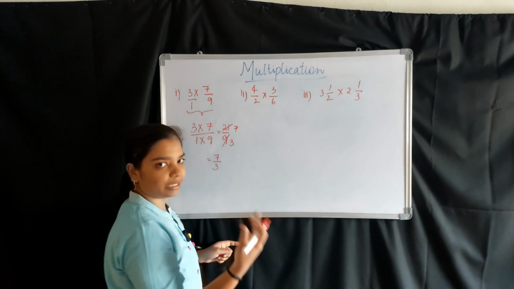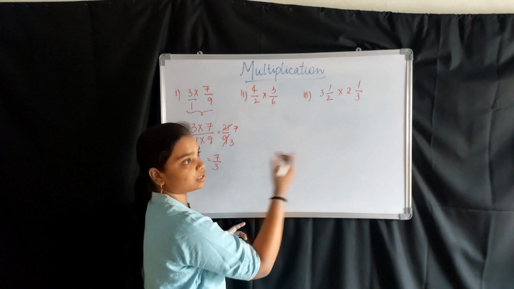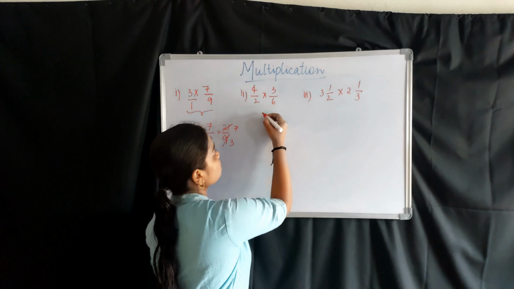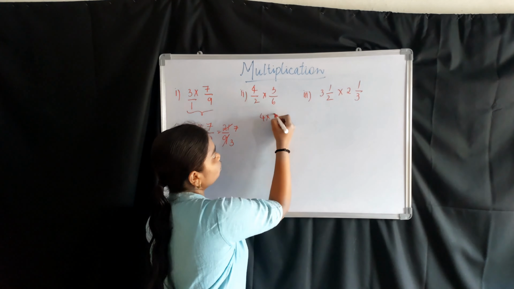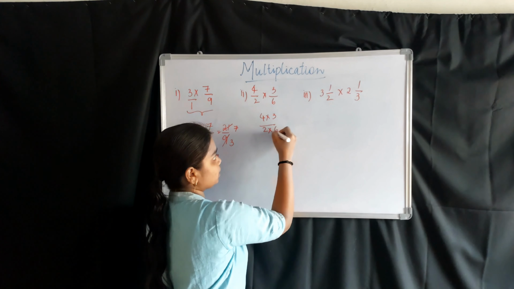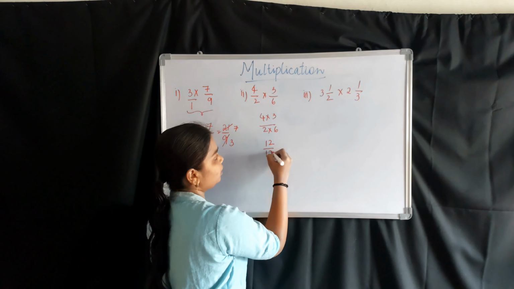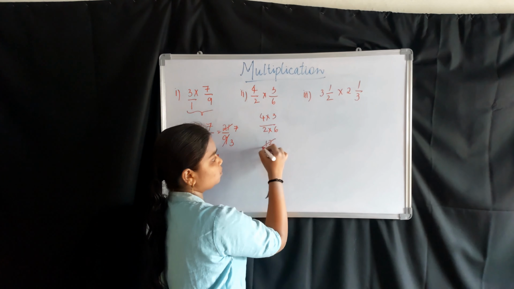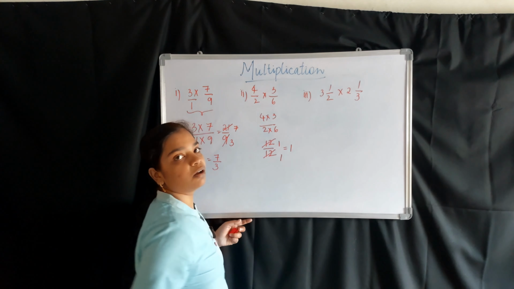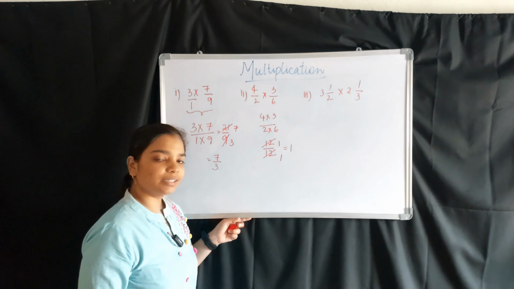Here again it's the same. Multiply the numerators, multiply the denominators. So it is 4 into 3 by 2 into 6, that is 12 by 12. 12 ones, 12 ones. The answer is 1 here. 1 by 1 is also 1.